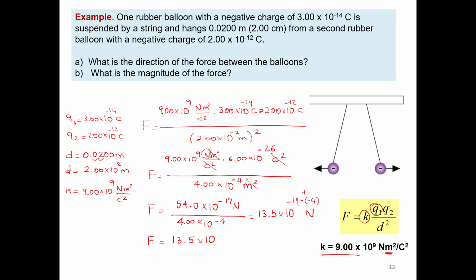13.5 10 to the power negative 13. Minus 17 plus 4 will be negative 13. If you want, also you can write this number in scientific notation. Then we move one place to the left, and we know if we move to the left, we need to add 1. Then the final answer will be 1.35 10 to the power minus 12 newton. Let me write here also newtons. And this is the answer.